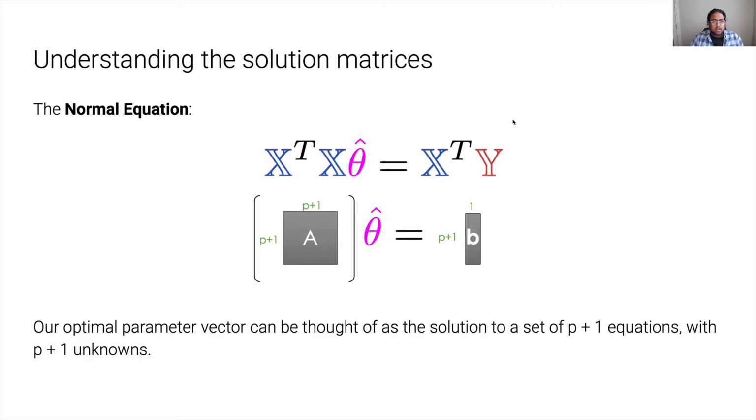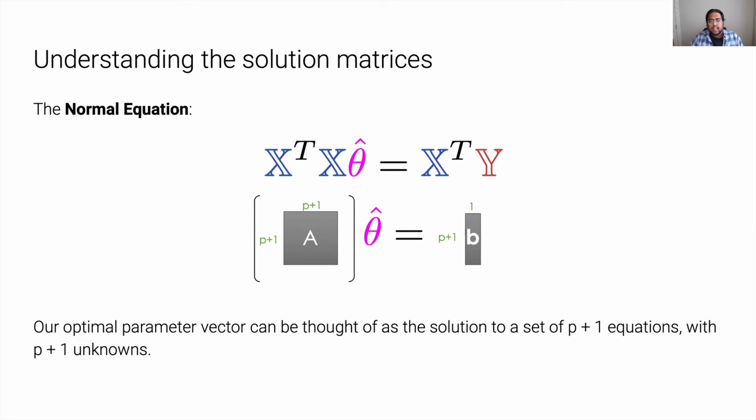But this solution for theta hat is really the same theta hat that satisfies the normal equation, which we mentioned earlier. And you can interpret the normal equation as being a sequence of p plus 1 equations with p plus 1 unknowns, right? So each of the p plus 1 equations are sort of the rows of our X transpose X matrix, and the value for each of those equations is X transpose y. And so our optimal value of theta hat is the solution to this set of equations.